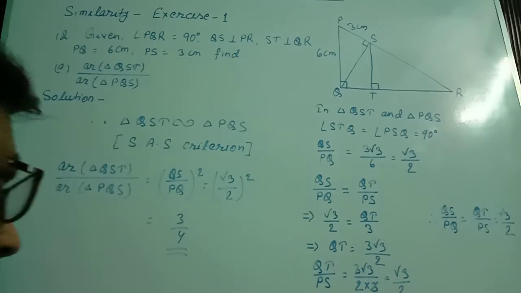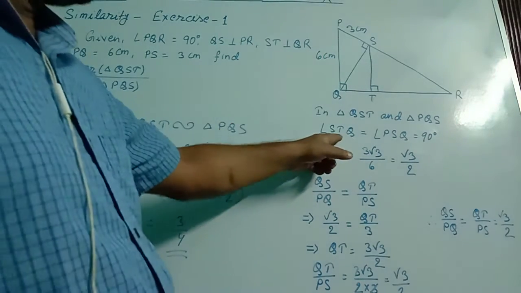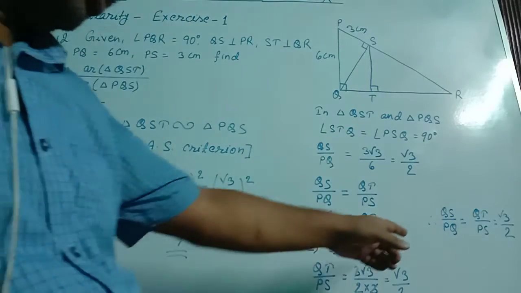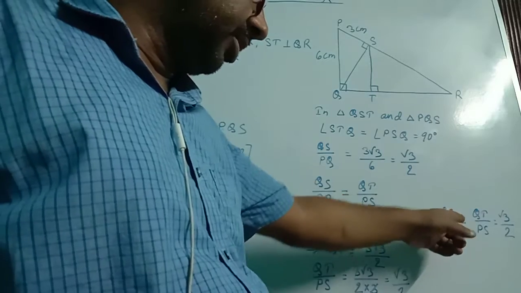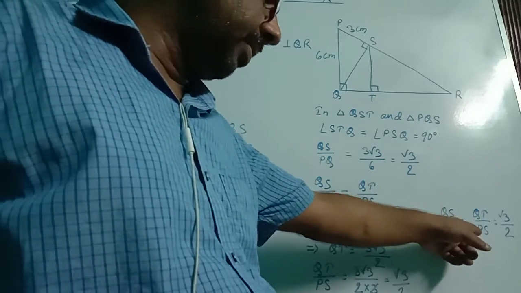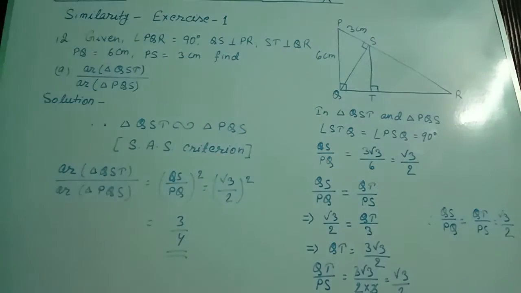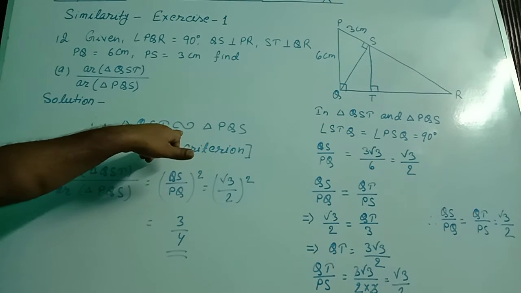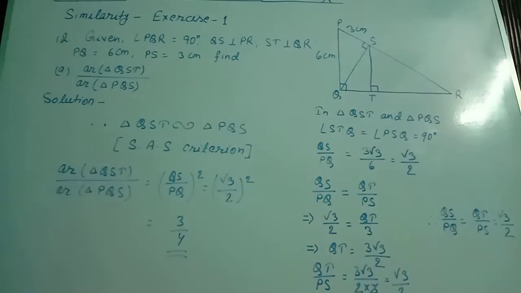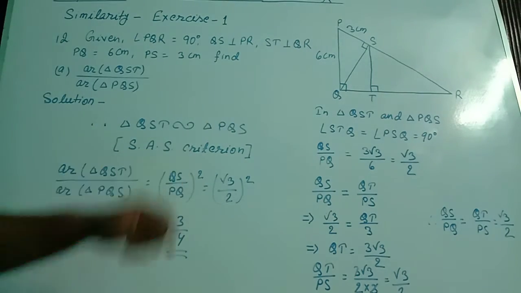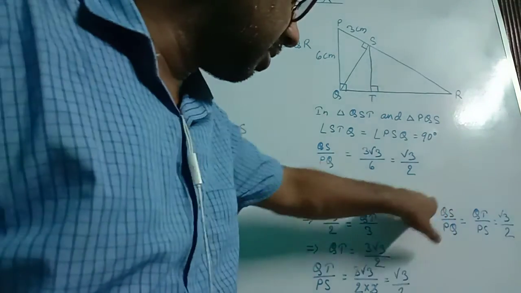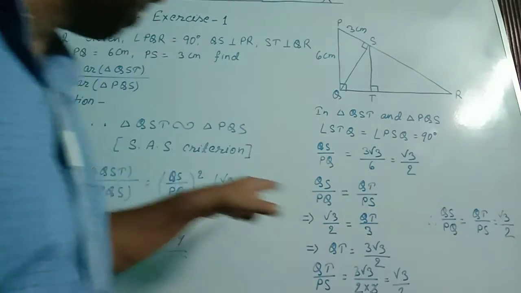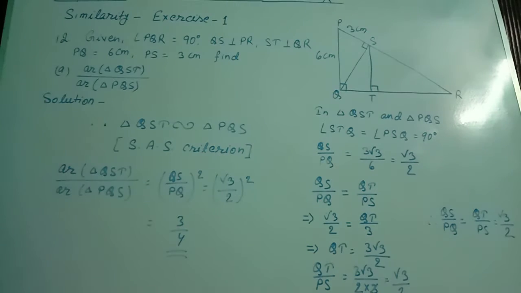Now we have two conditions. First condition is angle STQ equals angle PSQ equals 90 degrees. And second condition, the ratio of the corresponding sides, QS by PQ equals QT by PS equals root 3 by 2. So from these two conditions we can say triangle QST is similar to triangle PQS by the SAS criterion. S, A and S. From the SAS criterion these two triangles are similar.